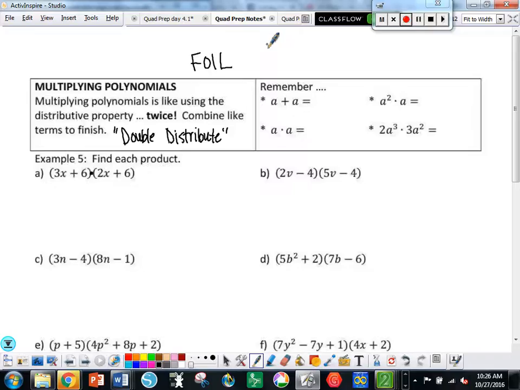Before we do the multiplying, just a quick reminder. If I have A plus A, what would that be? 2A. Kind of like an orange and an orange. I got 2 oranges, right? That analogy makes sense until you get here. If I have A times A, it would be A squared. We learned that last time, right? If you have A squared times A, it would be A cubed. And if you have 2A cubed times 3A squared, it would be 6A to the 5th. We need to know that to be successful down here.